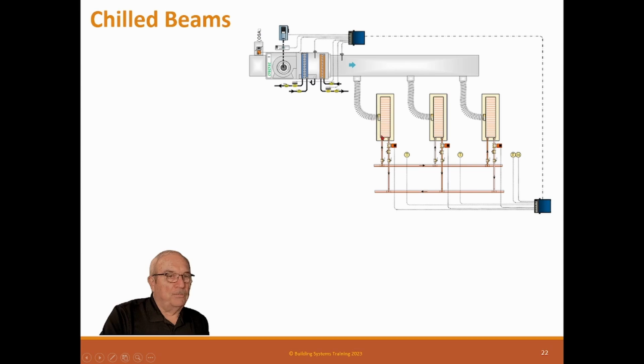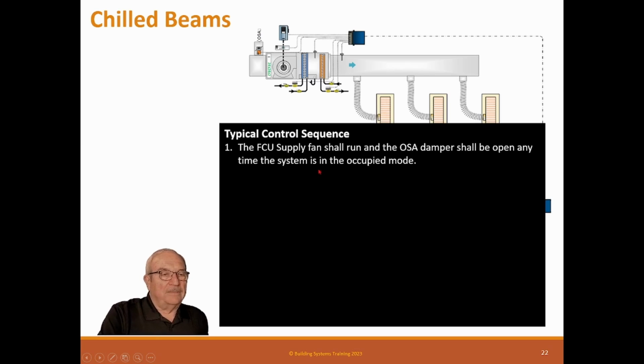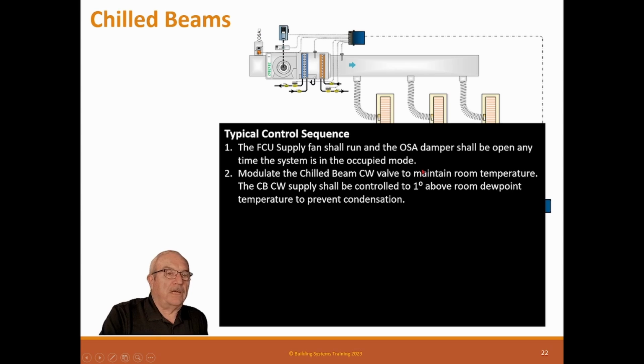So with a chill beam, what's called a chill beam today, actually allows you to do the same thing as a flat ceiling did, except we have a whole bunch more surface area in these chill beams. Okay, history lesson for you here. The fan coil unit shall run and the outside air damper shall be open anytime the system is in the occupied mode. Modulate the chill beam chill water valve to maintain the room temperature. The chill beam chill water supply shall be controlled to 1 degree above room dew point temperature to prevent condensation.